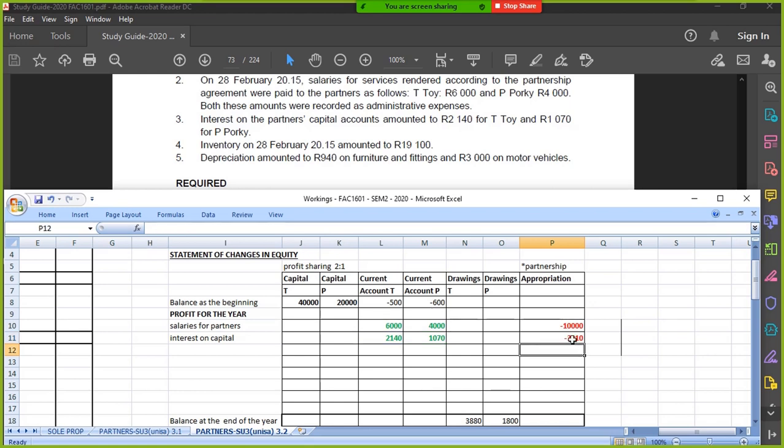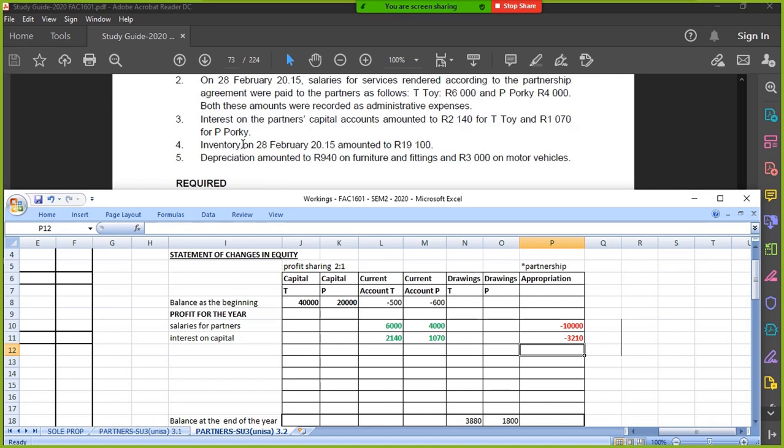Minus gives you negative 3210, because the partnership is going to be, inverted commas, paying for that interest on capital. The more interest they get, the less there will be in the partnership.